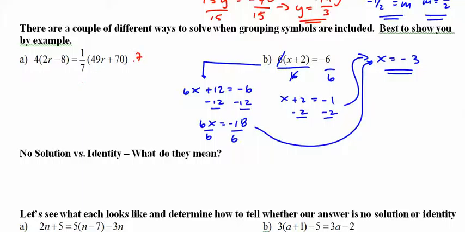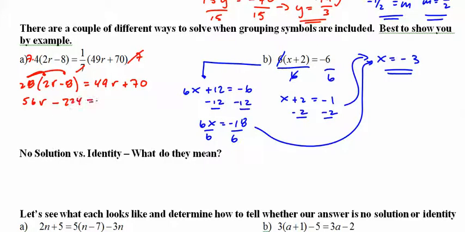I'm going to multiply this side by 7. 28 times 2r minus 8 equals 49r plus 70. I'm going to distribute this. 56r minus 224 equals 49r plus 70. I'm going to shortcut this because I've run out of space. I don't think you should. I'm just going to do all this on the fly. 7r equals 294.